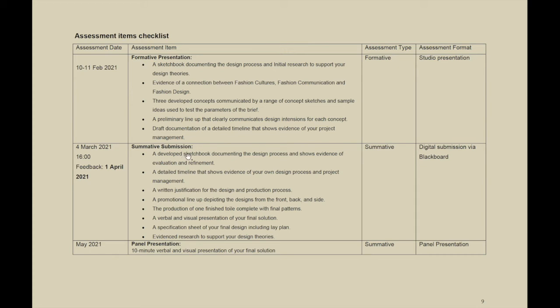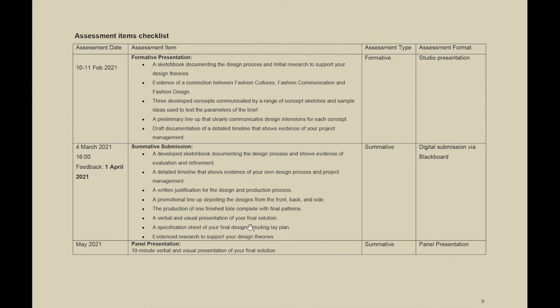So your summative submission: a developed sketchbook documenting the design process that shows evidence of evaluation and refinement, a detailed timeline that shows evidence of your own design process and project management, a written justification for the design and production process, a promotional lineup depicting the designs from the front, back and side. Okay, now that will be digital, ideally. The production of one finished toile complete with final patterns. So it's going to require you to manage your time in the studio so you can access machinery.